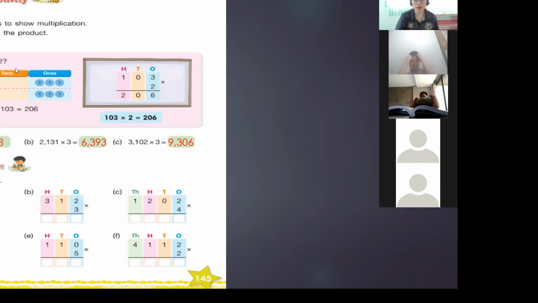Okay, so let's proceed to the next activity in do and learn. Okay, so the instruction, find the products. Okay, so we're going to use the place value. So we will start with the ones place. So we have 2 times 4 is equal to 8. 2 times 2 is equal to 4, and 2 times 3 is 6. So the answer in letter A is 648.